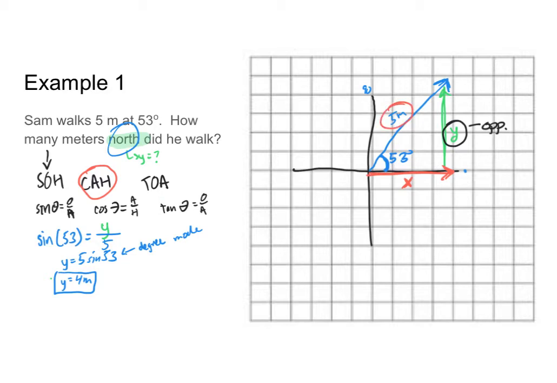So what I'll say is that the cosine of 53 is equal to x over 5. X is equal to 5 times the cosine of 53, and throwing that into a calculator in degree mode, I get that x is approximately 3 meters. So Sam walked 4 meters north, 3 meters east. I know my problem was just asking you to find north, but I wanted to make sure you could also find the x component of your vectors.